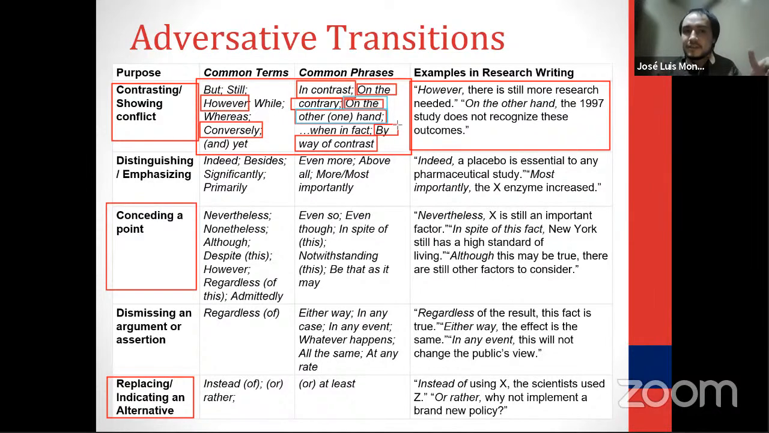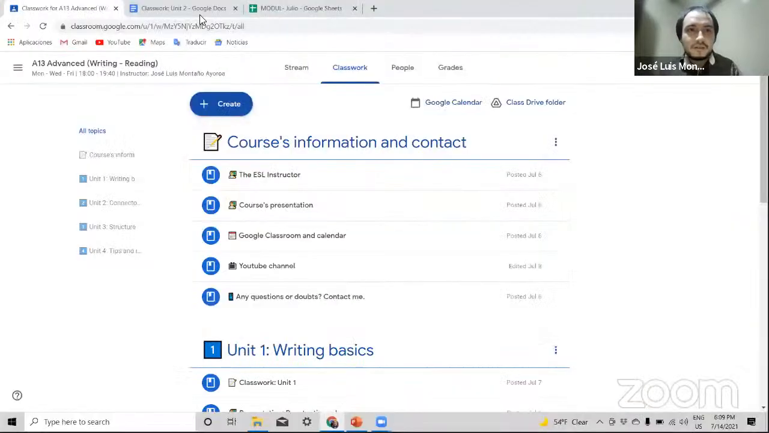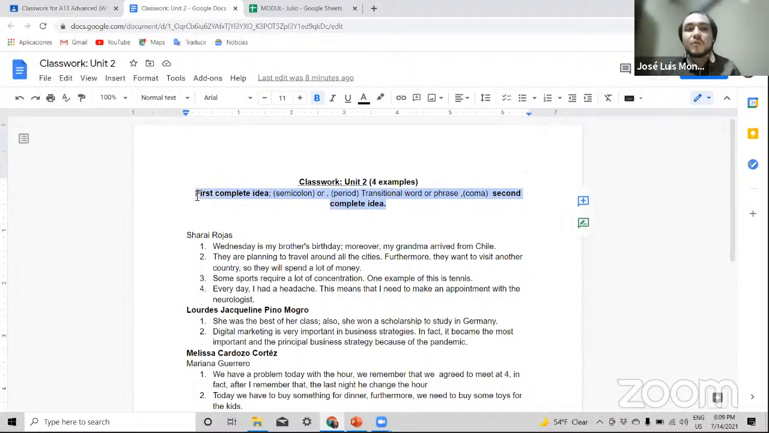First idea, and actually I'm going to show you once again. Give me a second, please. And I'm going to use colors once again. Don't worry, I'm going to go back, but I want to show you. All of the ones that I marked work with this formula over here, right? It's going to be the first idea, semicolon or period, transitional word or phrase, comma, and the second complete idea. So it's going to be all of them, right?